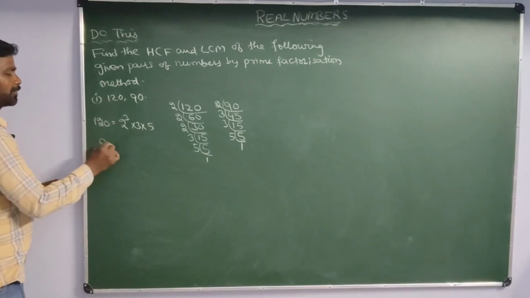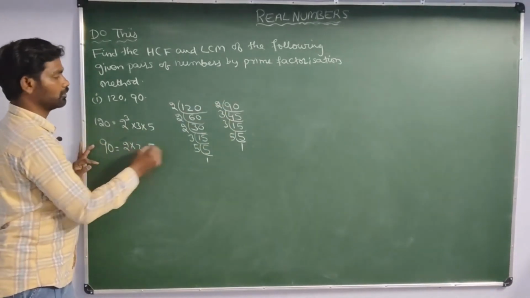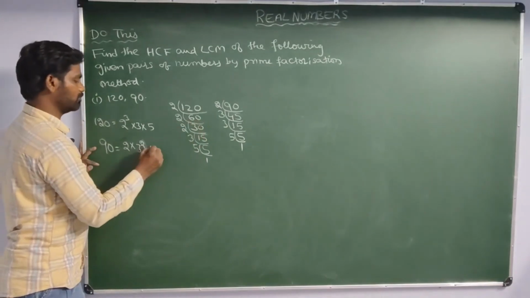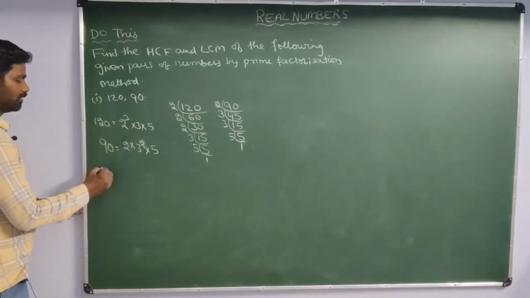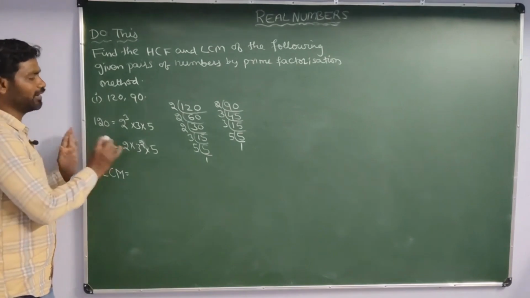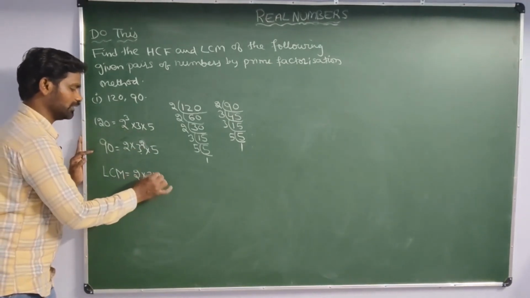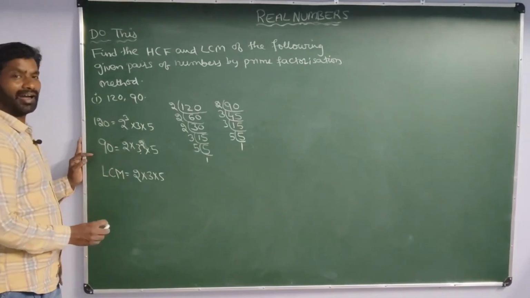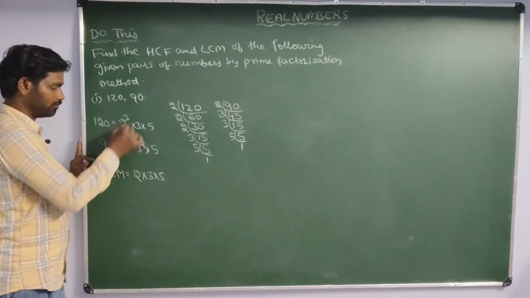Next, 90. The prime factors of 90 are 2, how many 2s are here? Only 1. 2 into, how many 3s are here? 2 3s, that is 3 square into 5. Then what do we have to find? We have to find HCF and LCM. So first of all, let us find LCM. Here we have 2, 3, 5 in both numbers. You just write 2 into 3 into 5. The numbers which we have in both the numbers, write them and compare the powers. So for finding LCM, we have to compare the powers.